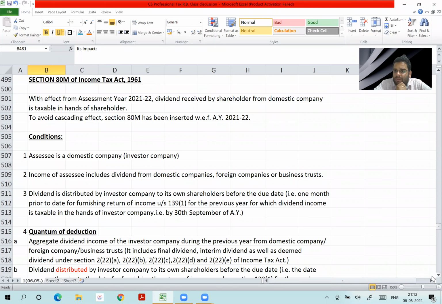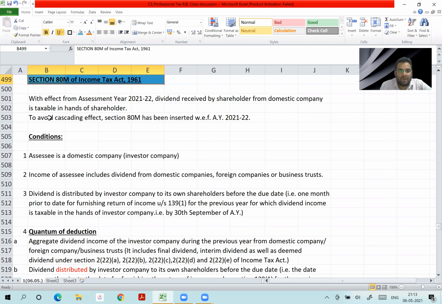Is that 10 lakh forming part of my gross total income? Yes, it is forming part of my gross total income. From gross total income, we take deductions under section 80C to 80U. So in that, there is one section that is 80M. Did you get what I'm saying till now? So under this 80M, the government will try to give me deduction of that dividend received from another domestic company.